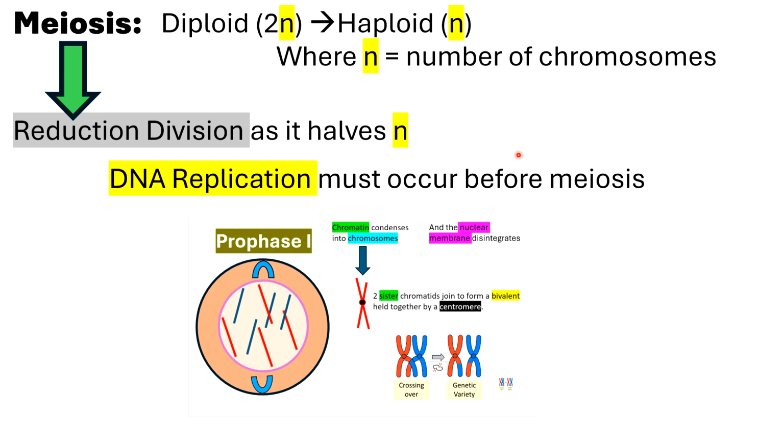Before meiosis and mitosis, DNA replication must happen. I have a video for this as well. Let's start with meiosis, with meiosis 1, prophase 1. There's also a meiosis 2, which we'll look at as well.